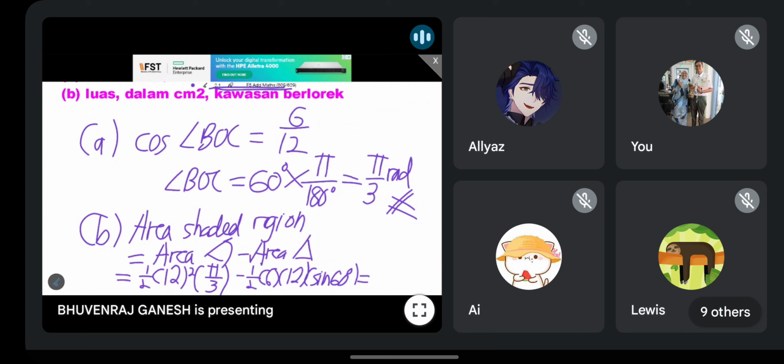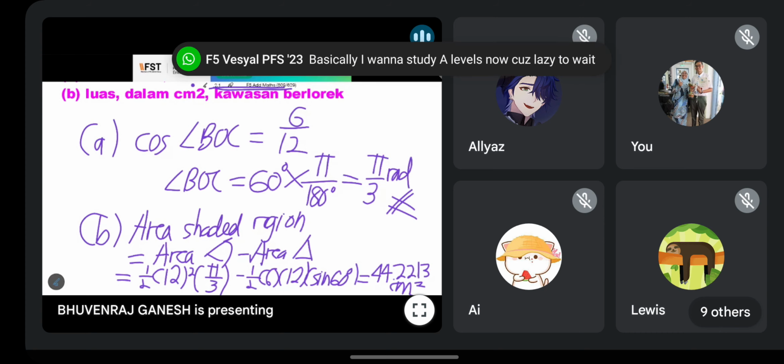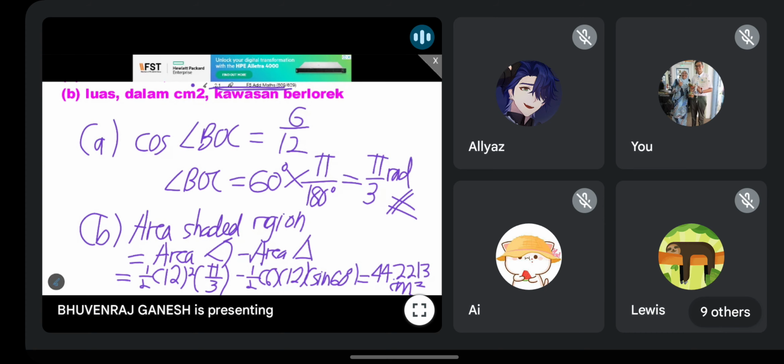Pi, make sure you tekan in the calculator, guys. Don't use 3.142 or 22/7 because question never tell you what to use. Okay, soalan tak bagi tahu. Okay, so that's why your final answer you should get 44.2213 cm square. Okay, guys, faham? So make sure you all know how to get the answer. You should get 44.2213. Okay, make sure you use the pi in the calculator.